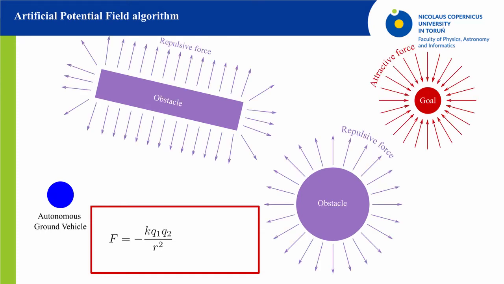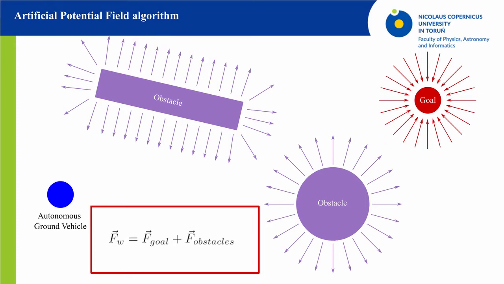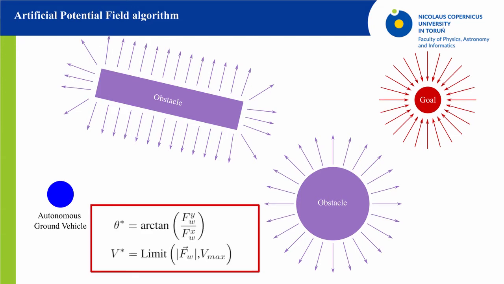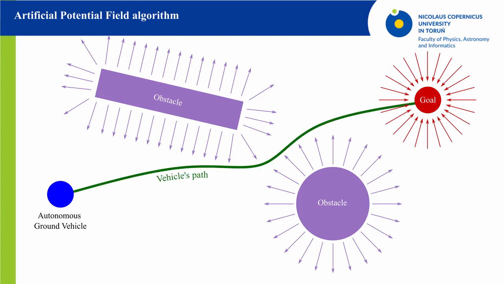In such a case, the obstacle generates repulsive force, and the goal position generates attractive force. The overall force applied to the autonomous vehicle is equal to the sum of repulsive and attractive forces. The vehicle's next direction and linear velocity can be calculated using the obtained force. The algorithm allows obtaining a collision-free path to the goal in an unknown environment.